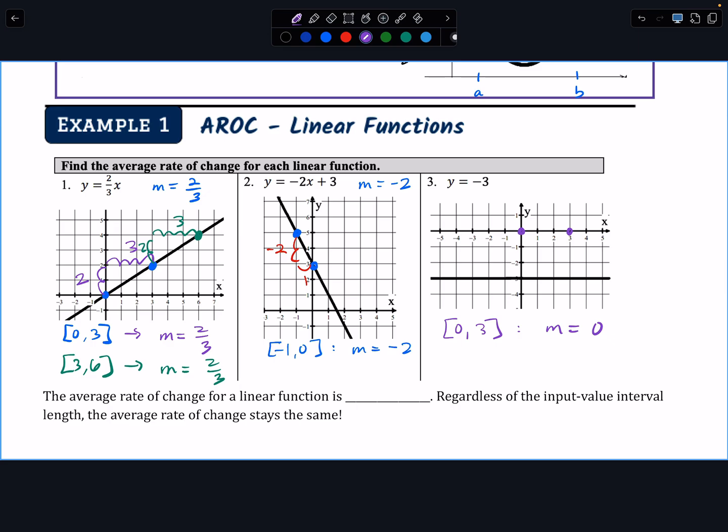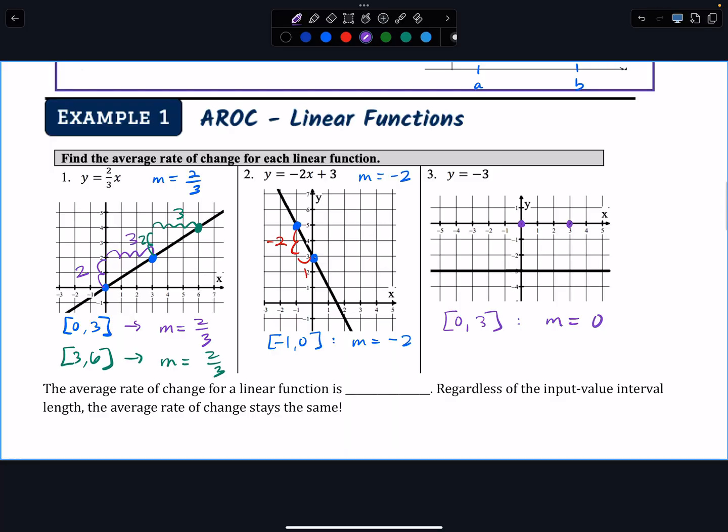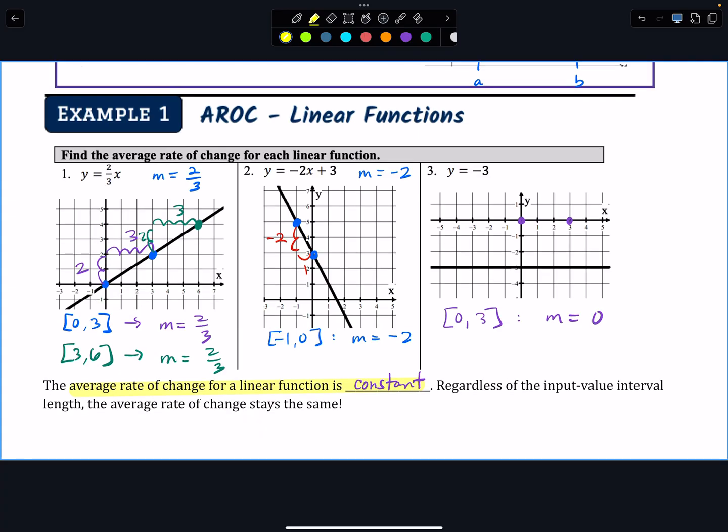So what do you guys notice about the rate of change for linear? Does it change? I'm looking for a specific word that means it stays the same. Constant. Good job. The average rate of change for a linear function is constant. Highlight that because we need to know that. Regardless of the input interval length, the average rate of change stays the same.